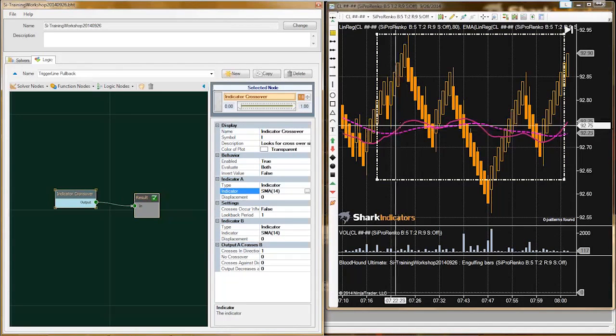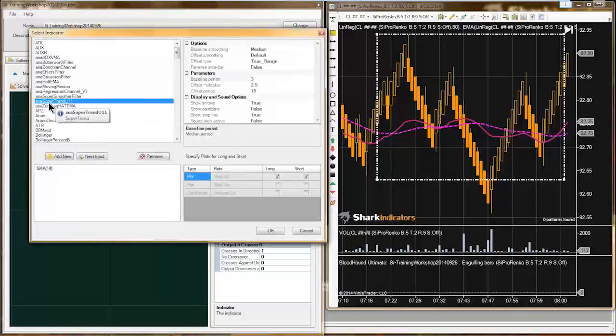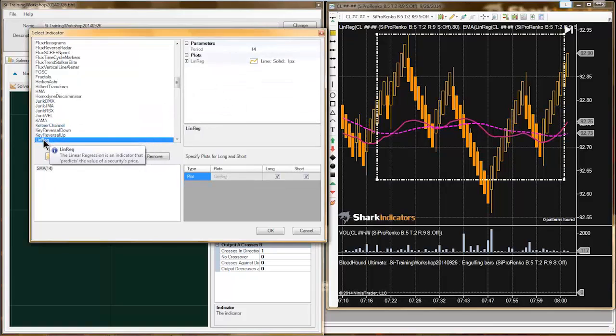Alright, so the faster moving average is just the linear regression. So we're going to set the linear regression into indicator A. And first, let me give this a name, right? So I'll just set this to the linear regression, and we're going to use an 80 period. Right, only one plot, nothing to set here.